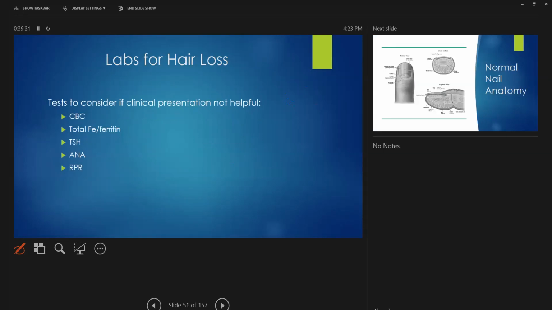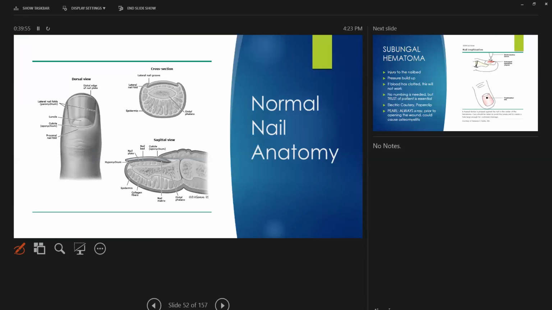Labs to consider for hair loss, so CBC, iron, TSH, ANA to look for autoimmune conditions, and an RPR to look for syphilis. So thyroid, autoimmune, syphilis, iron, and then your CBC, which is going to screen for anemias and infectious processes.